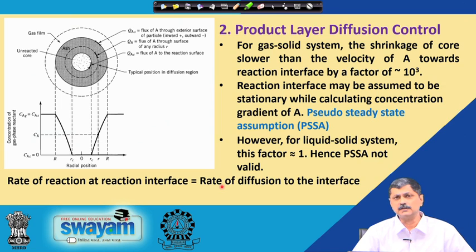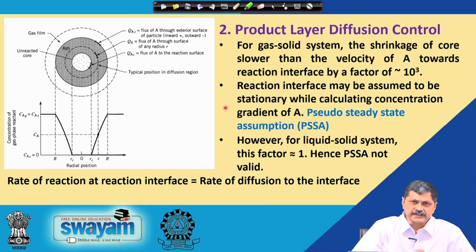Then we take up the second case, that is, the reaction is controlled by the product layer diffusion. Here we are ignoring the other two resistances. So, the entire drop in concentration of the gas takes place over the product layer. So, we see that the concentration of the gas drops from C_AG to 0 at the interface.